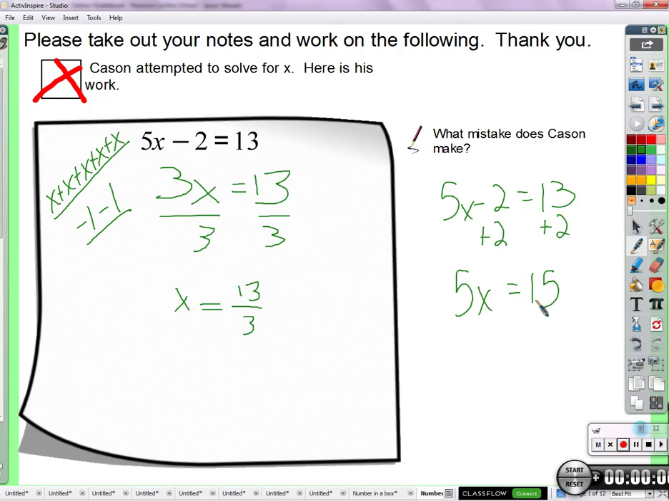5x equals 15. And hey, it's gone. Yeah? Cool? I saw it. Cool?